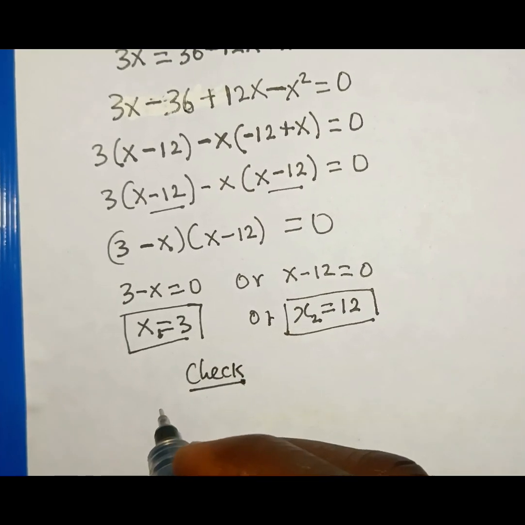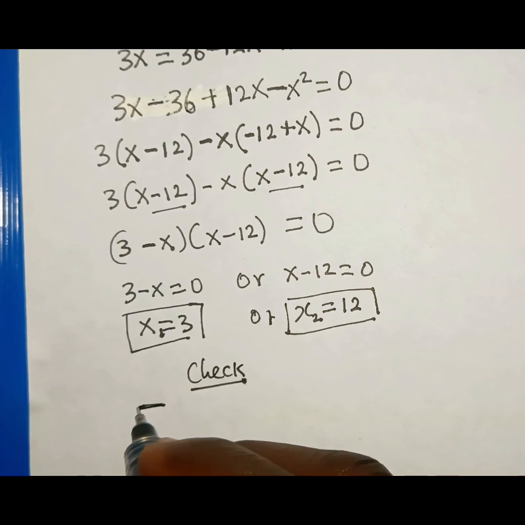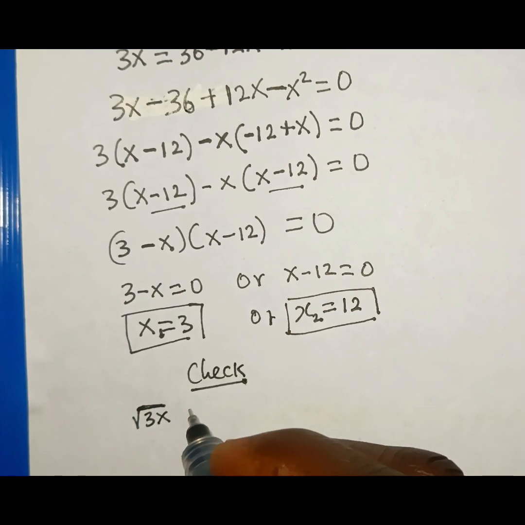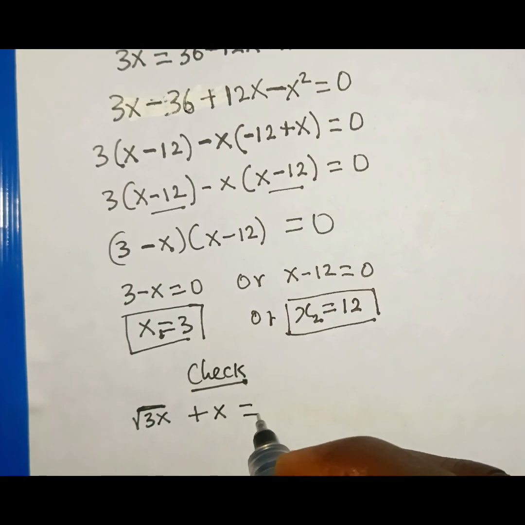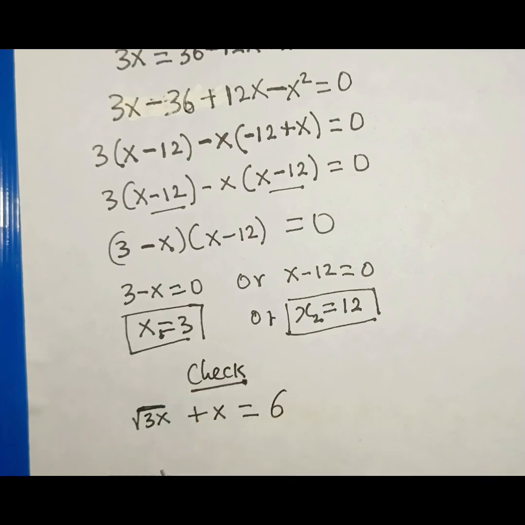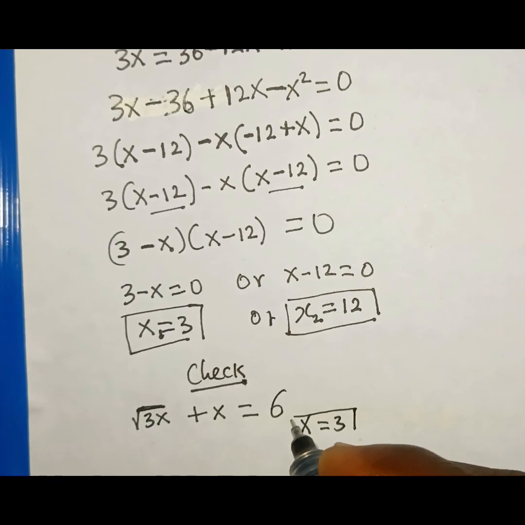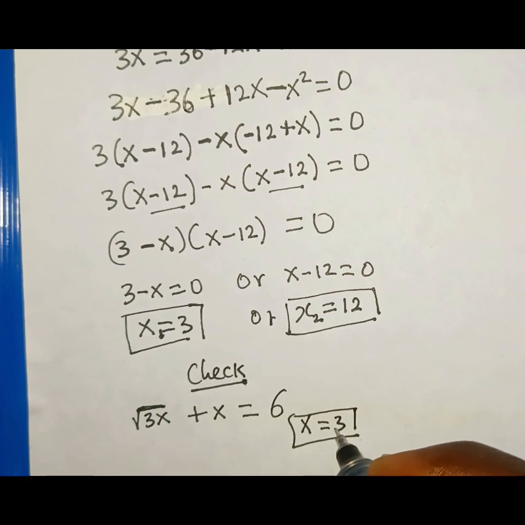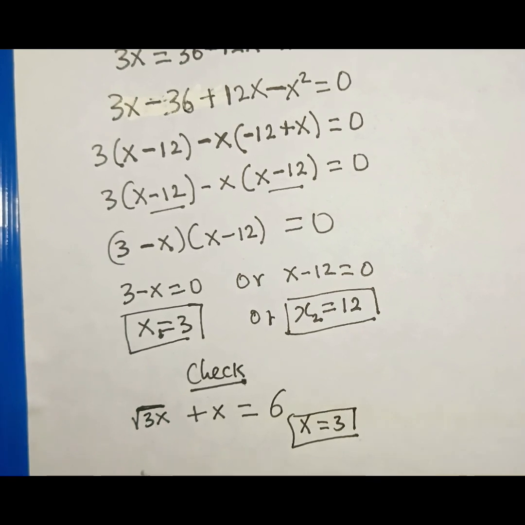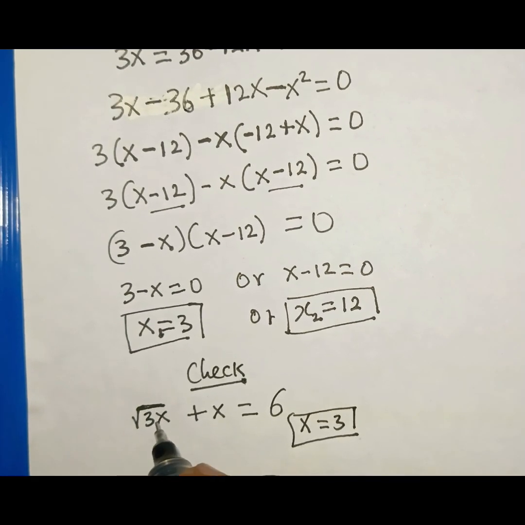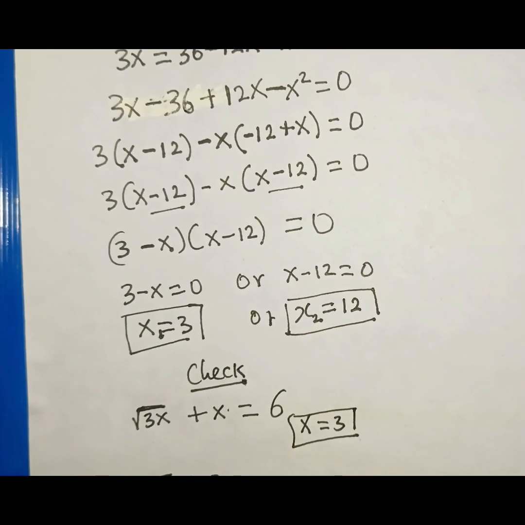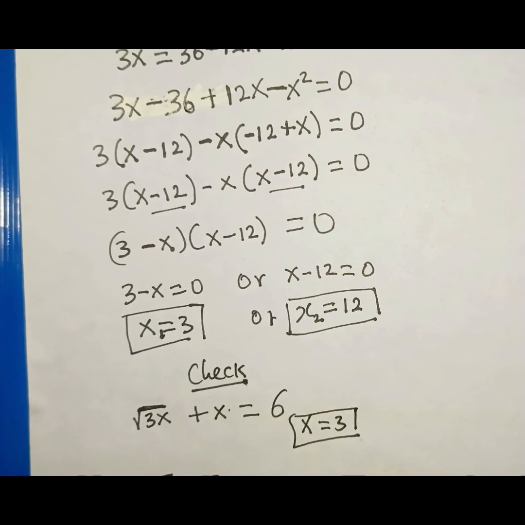So the original equation is what? Square root of 3x plus x is equal to 6. Now at x equal to 3, which is the first one, we're going to substitute, replace 3 anywhere we see x. So this is going to be what? Square root of, when we replace 3 here, 3 multiplied by 3 is going to be 9, plus when we replace 3 here is going to be 3, which is going to be equal to.